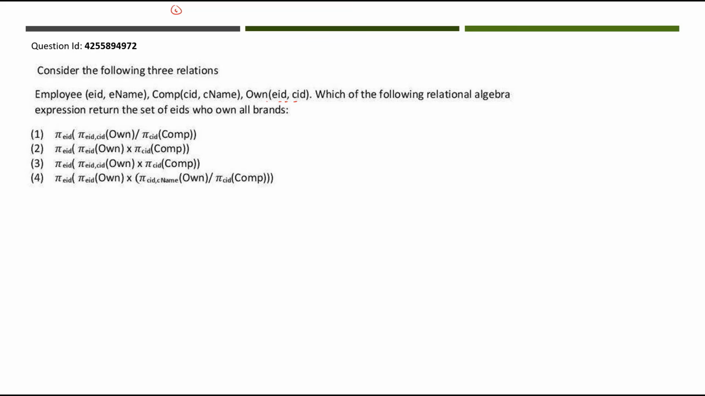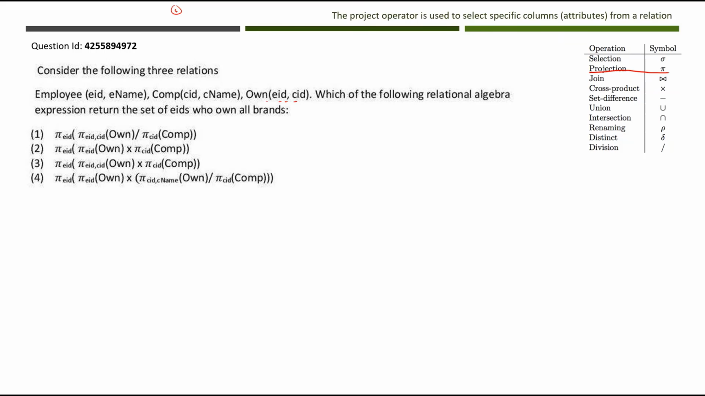What is this symbol actually? This is the relational algebra symbol for project. What is projection? The projection operator is used to select specific columns or specific attributes from a relation. So selection is about selecting the rows and projection is about selecting specific columns. Just go through the options. We have two symbols here. One is division given in 1 and 4. Then we have Cartesian product symbol in 3 options.